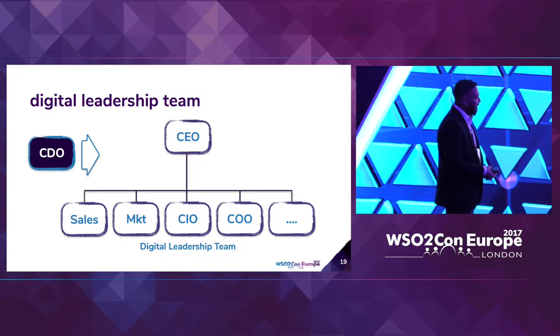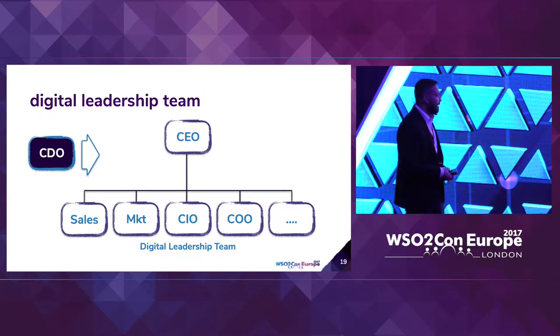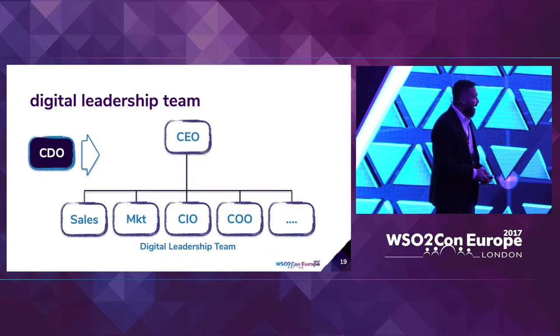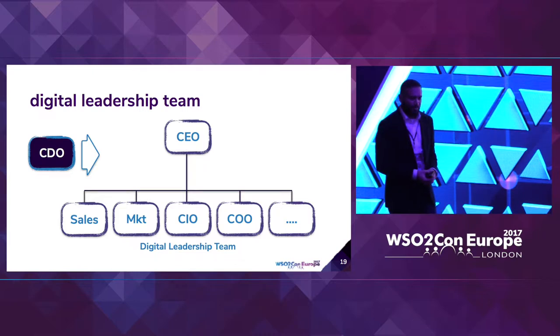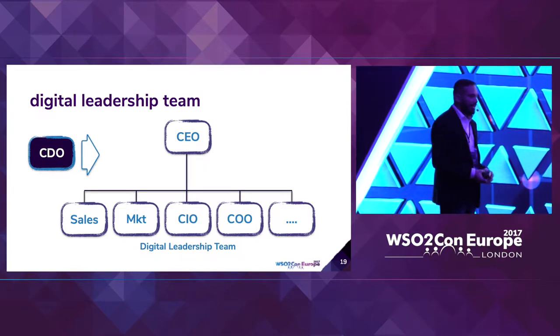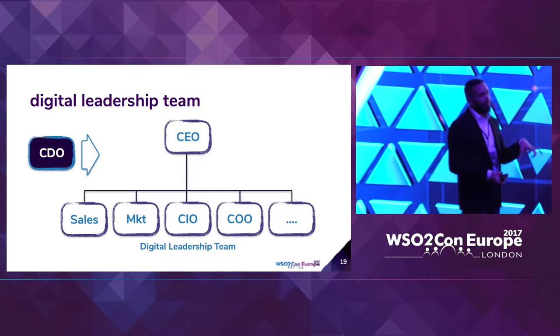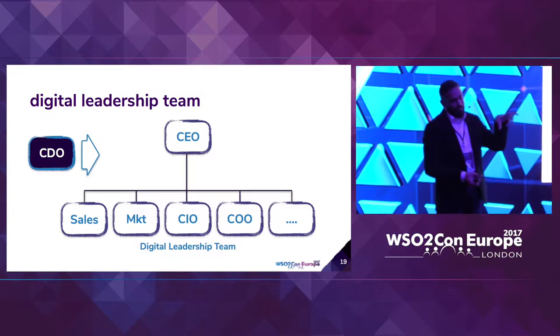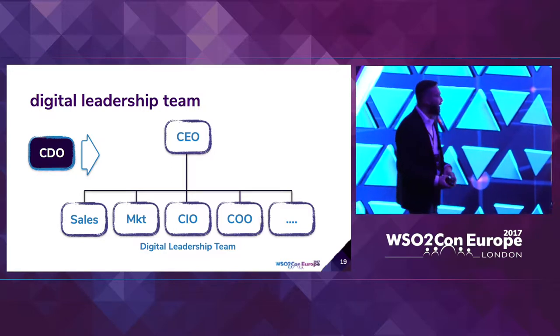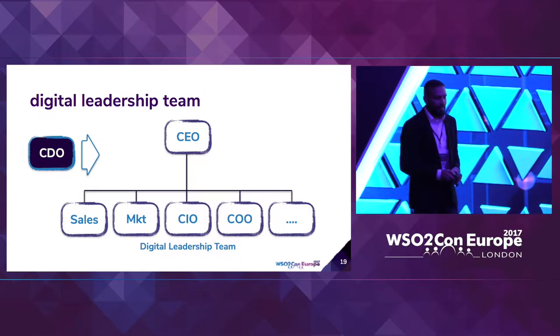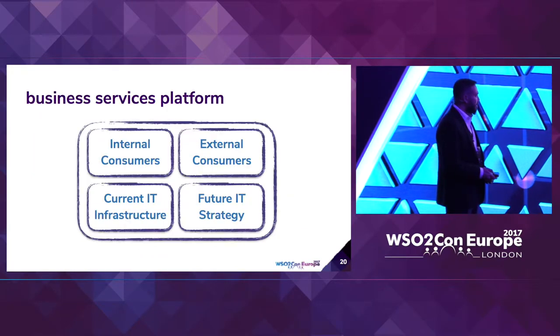You need to implement a digital transformation strategy and implementation plan, so we call it a digital leadership team. I'm not sure how effective it is here, but in the US, most of the large enterprises have created this role. And enterprise architects are now reporting to the CDO instead of reporting to a CTO or a CIO. So that's one change that we see in the organization structures.